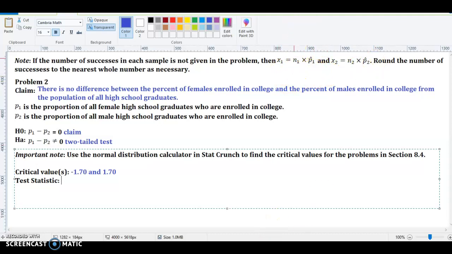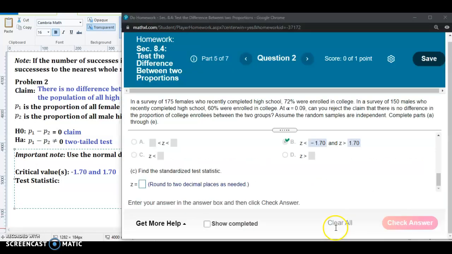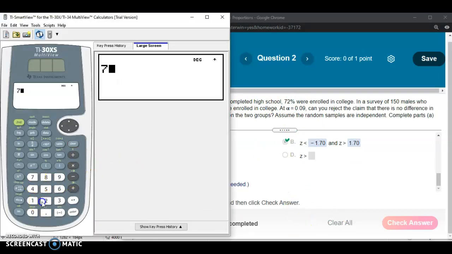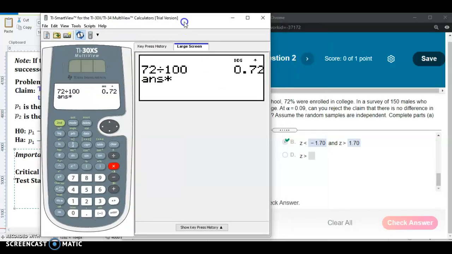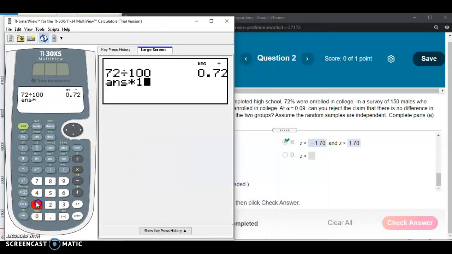According to the problem, 72% of the females were enrolled in college. So you take that 72% and convert it into a decimal: you take the percentage and divide it by 100, moving the decimal point 2 places to the left. So you get 0.72, and then you multiply it by the sample size of 175. That gives you the number of successes in the first sample, which is 126.